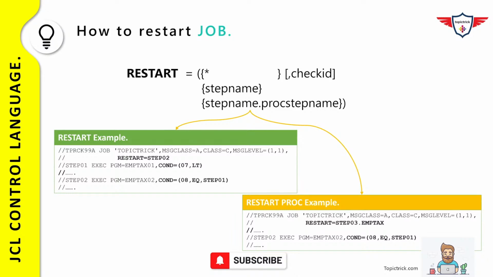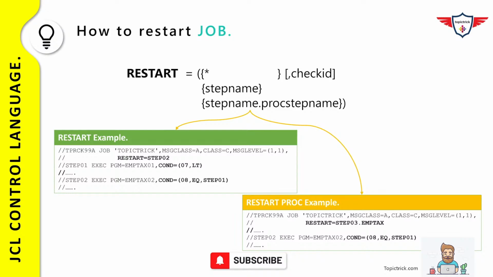Second one is step name, and in case you want to restart your job from a specific step, then you have to specify the step name. And third one is to specify the step which is included in a proc. So for example, you're using a catalog procedure and your job fails in any of the steps which are included in the catalog procedure. So you can use stepname.procstepname to specify the step within the proc from where the JCL should be restarted.